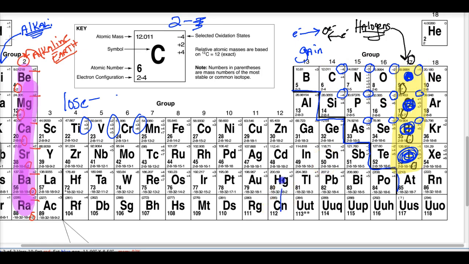So as you go up every column, your non-metallic reactivity increases. As you go down, your metallic properties increase. Why? As you go down, you get bigger. Metals are bigger. The ability to lose electrons is increased as you go down. The ability to gain electrons is increased as you go up.